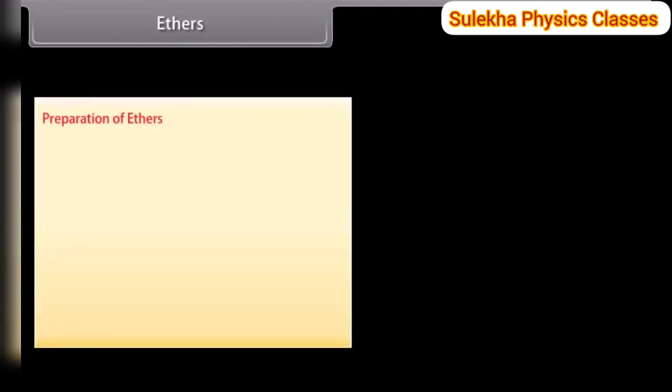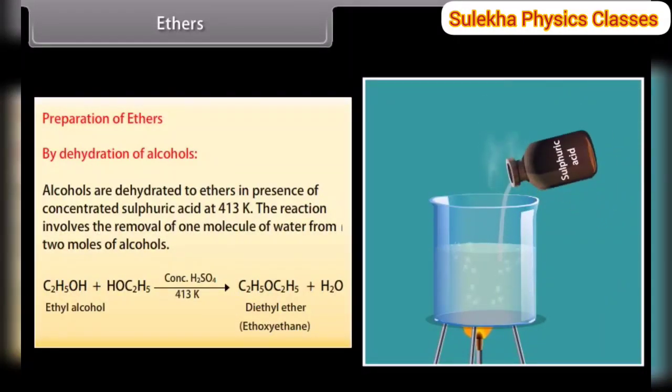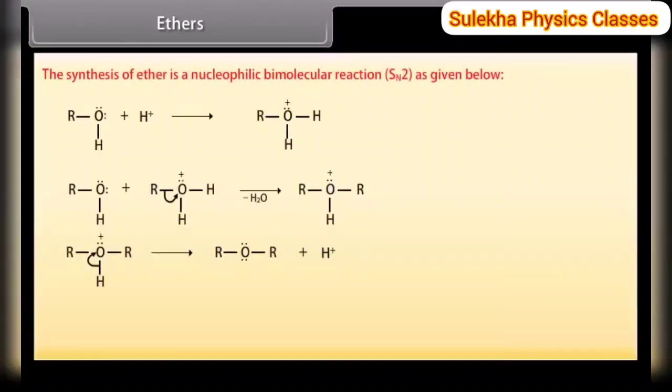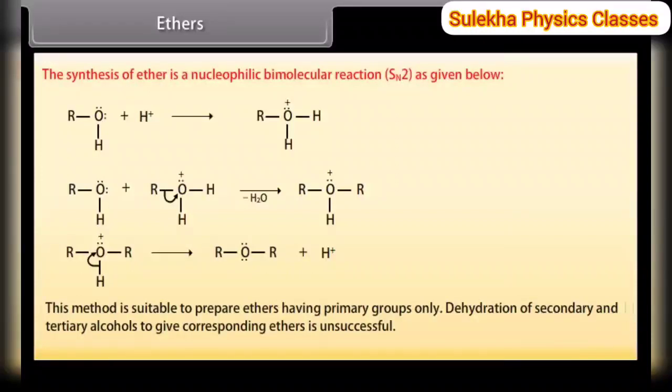Ethers. Preparation of ethers. By dehydration of alcohols. Alcohols are dehydrated to ethers in the presence of concentrated sulfuric acid at 413 Kelvin. The reaction involves the removal of one molecule of water from 2 moles of alcohol. The synthesis of ether is a nucleophilic bimolecular reaction as given below. This method is suitable to prepare ethers having primary groups only. Dehydration of secondary and tertiary alcohols to give corresponding ethers is unsuccessful.